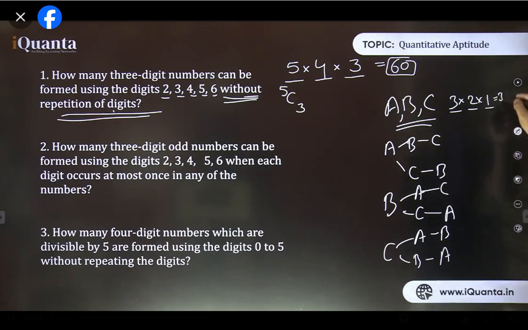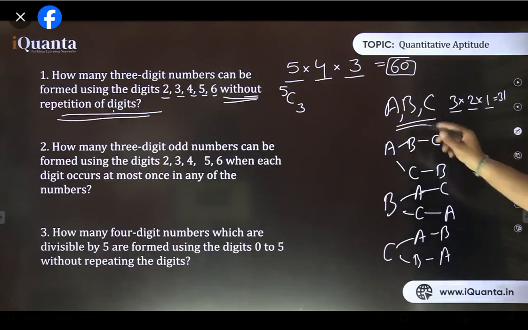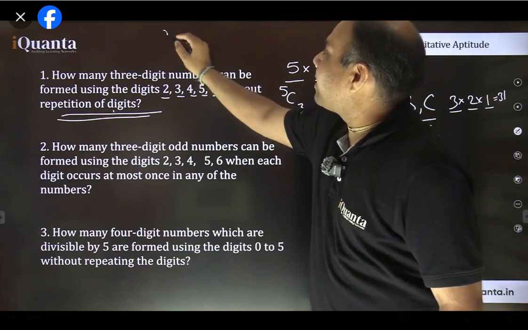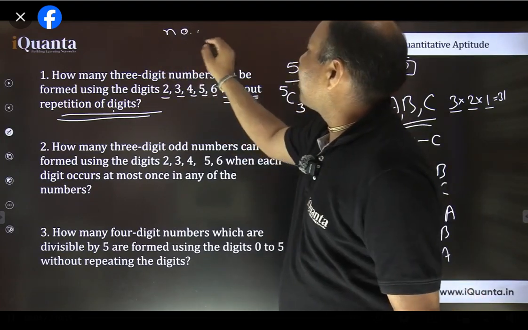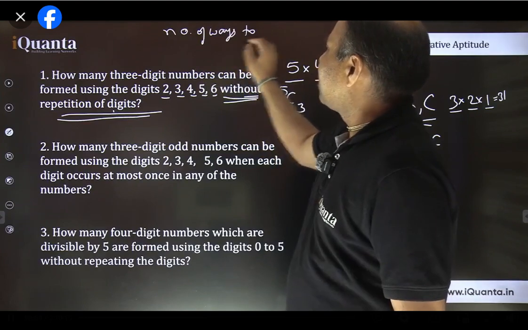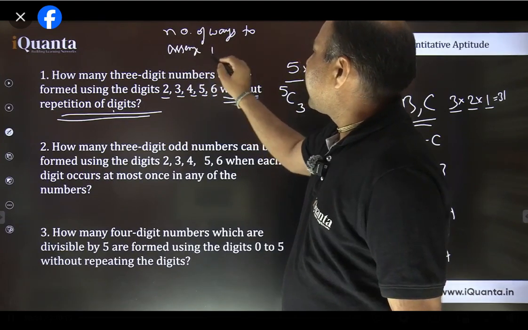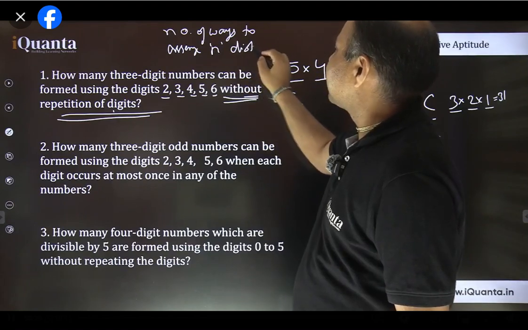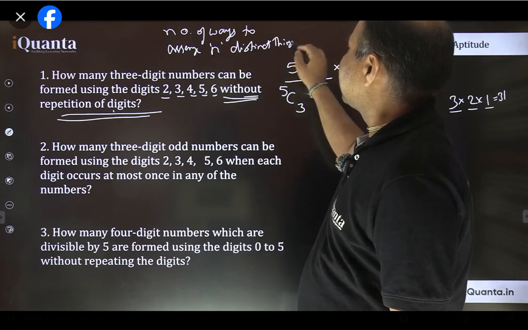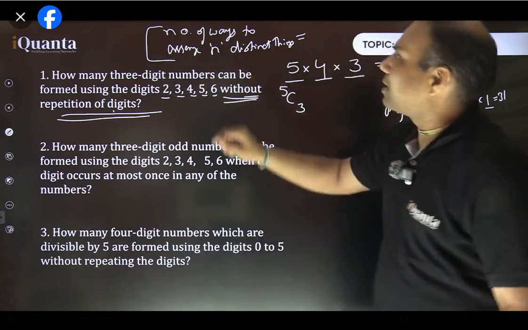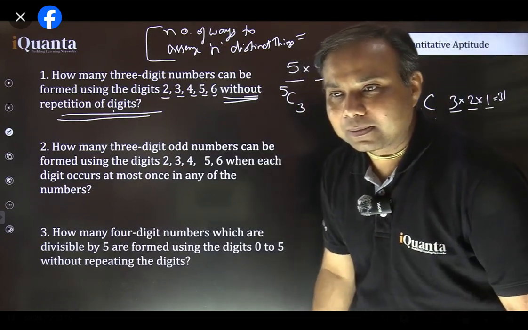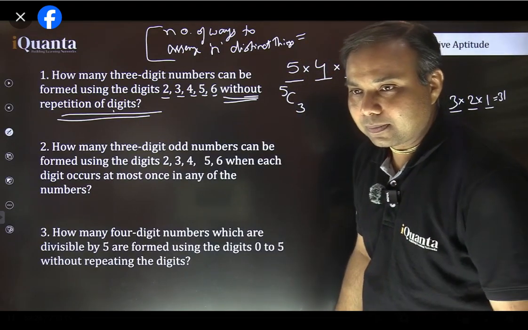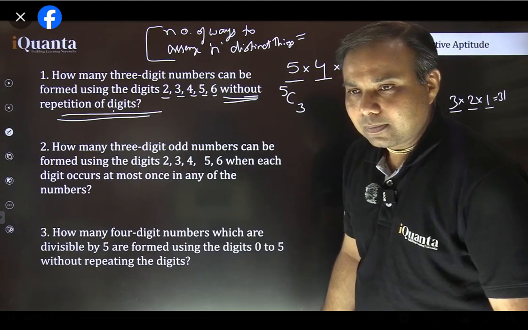So basically, whenever we say n things are to be arranged, number of ways to arrange n distinct things. Tell me the number of ways. Now this is an important result here. Number of ways to arrange n distinct things. What should be the number of ways? It would be n factorial.